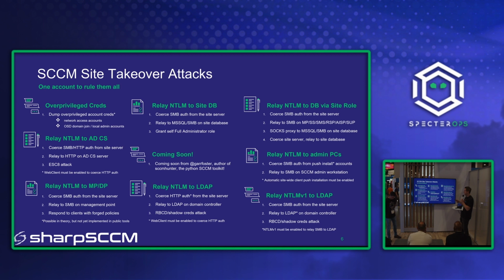And the one that we're going to focus on today is this one right here. We're going to relay NTLM to the site database. We're going to coerce authentication from the site server. We're going to use client push installation to do this, but you can also just use something like Coercer, PetitPotam, or SpoolSample to hit that RPC service and request that authentication. As long as you can reach 445 on the site server, you can probably coerce authentication from it, which is terrifying because you can relay it to all these different site systems and take them over.